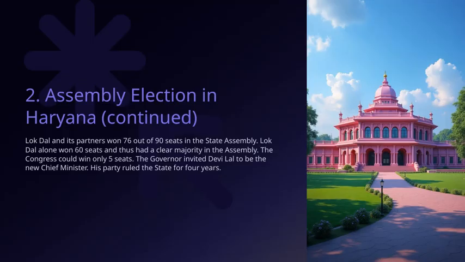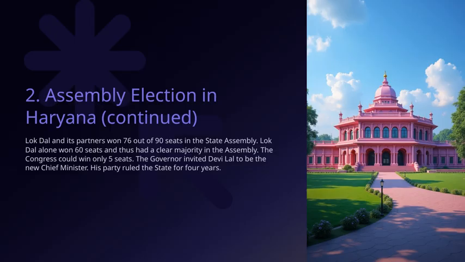Now, moving on to the Assembly election in Haryana, which is a continuation of our discussion. In this election, the Electoral and its partners achieved a significant victory, winning 76 out of the 90 seats in the state assembly. That's a substantial majority, and it shows how strong their support was at that time. The Electoral itself secured 60 seats, which clearly gave them the majority needed to form the government. On the other hand, the Congress Party faced a tough time, managing to win only 5 seats. This stark difference highlights the political shift happening in Haryana during this period.